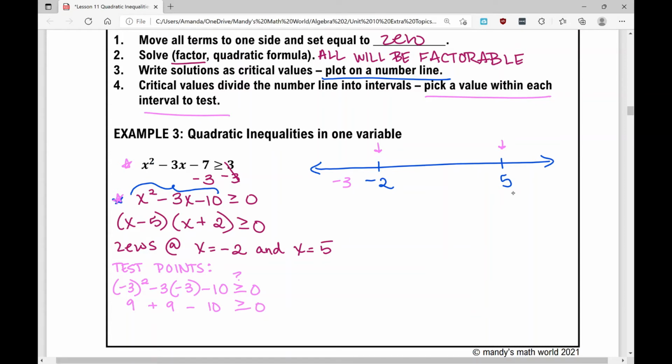18 minus 10 is 8. 8 is greater than or equal to 0. So that means the points in that interval, which would be from negative infinity to negative 2, are included.